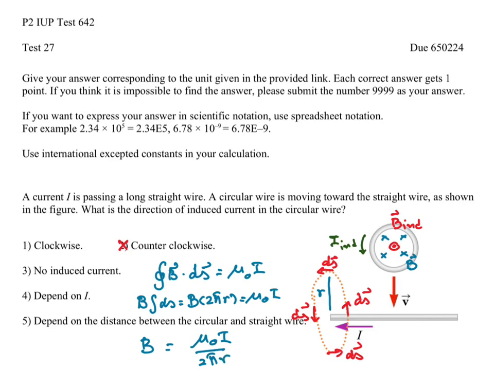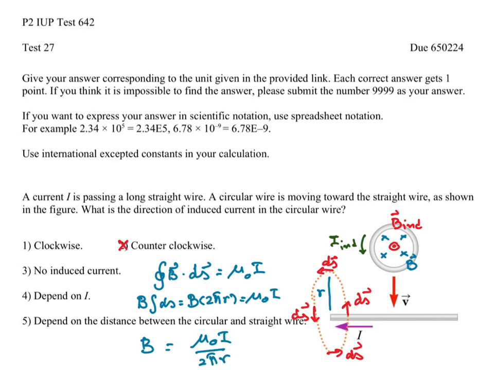The point of discussing this expression is that you can see that B is inversely proportional to r. It means that if r is large, B will be small, and if r is small, B is large. So when you come closer to this wire, you will have the larger or the stronger magnetic field. So this is the first thing to know.